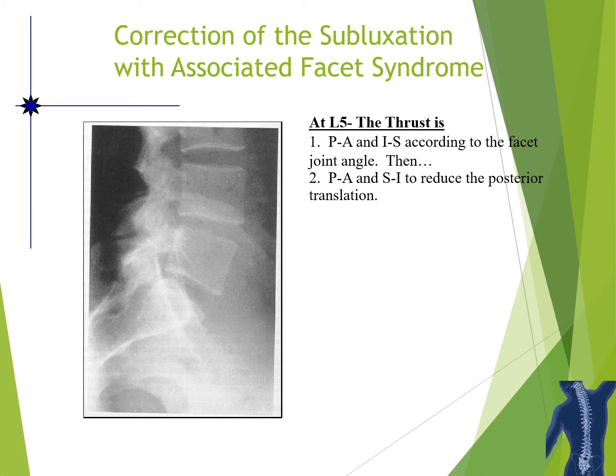And then once we drive P to A and I to S, we're going to turn that adjustment angle down through the disc plane line. So we're going to take care of the P to A and I to S, and then S to I through the disc plane line. And because this is a facet syndrome patient, when I begin adjusting them, I'm really going to put a little more emphasis on my I to S to open those facets before I drive through the disc plane line.